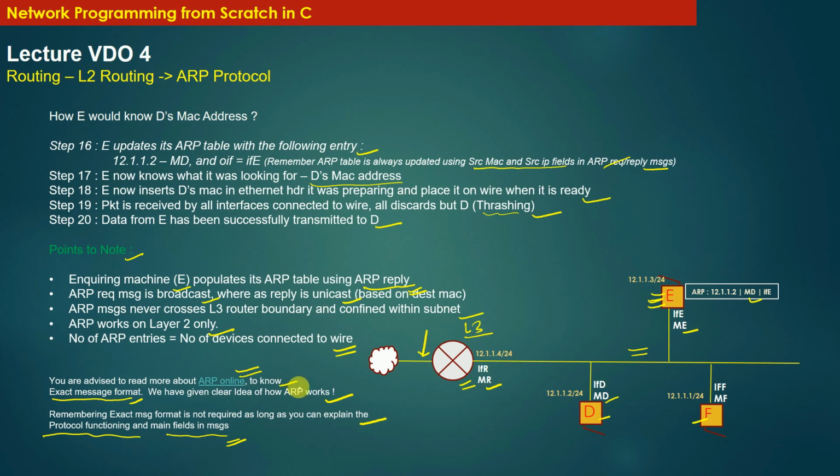Only the main fields which are required to explain the functioning of the protocol, it's more than enough that you remember only those fields, right? So this is true not only for the ARP header, but for any protocol. For example, the IP header has so many fields, but most of the time you need to remember only 3 or 4 fields in order to explain the functionality of the IP protocol.